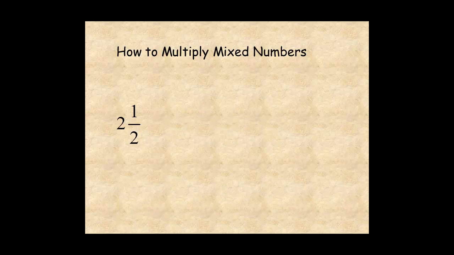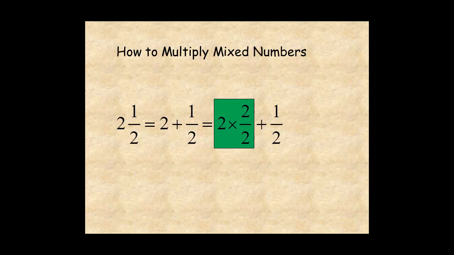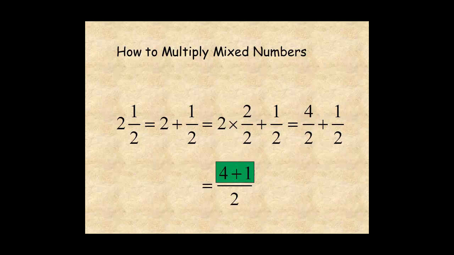To multiply mixed numbers, you need to remember how to rewrite a mixed number as an improper fraction. Recall that a mixed number is a sum of a whole number and a fraction. Multiply the whole number 2 by 2 over 2 for the equivalent fraction 4 over 2. Then add 4 plus 1 over 2 for 5 over 2.